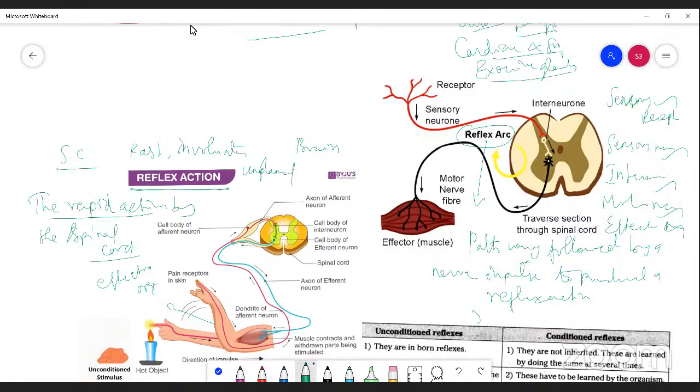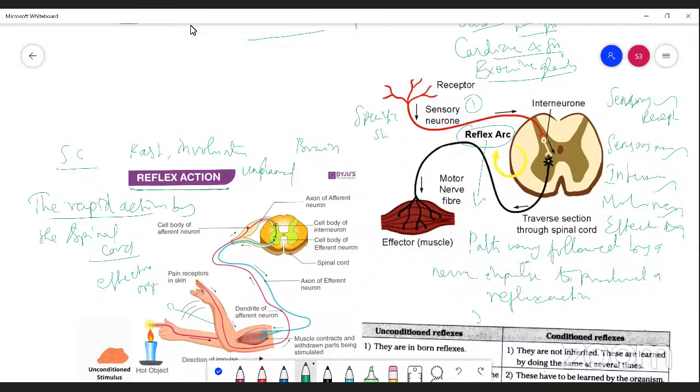The first one, sensory receptor. The sensory receptor carries the sensory structure. It only responds to a specific stimulus. This stimulus is carried from the sensory organ to the spinal cord.